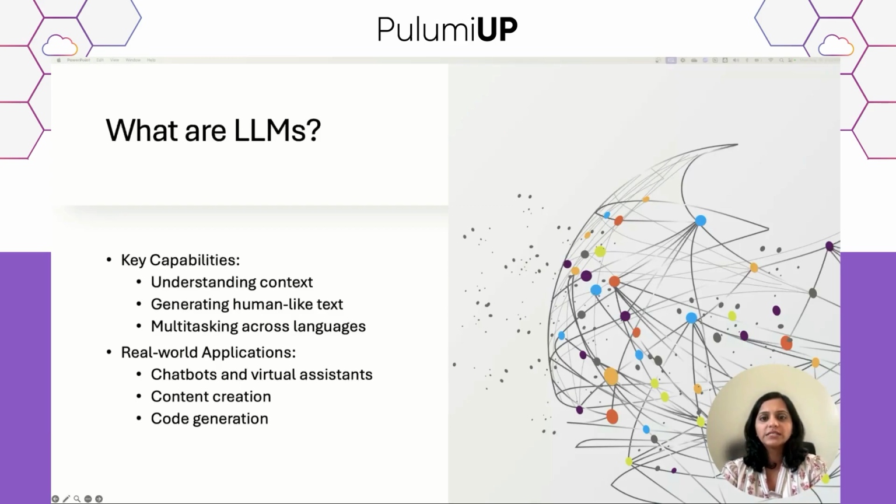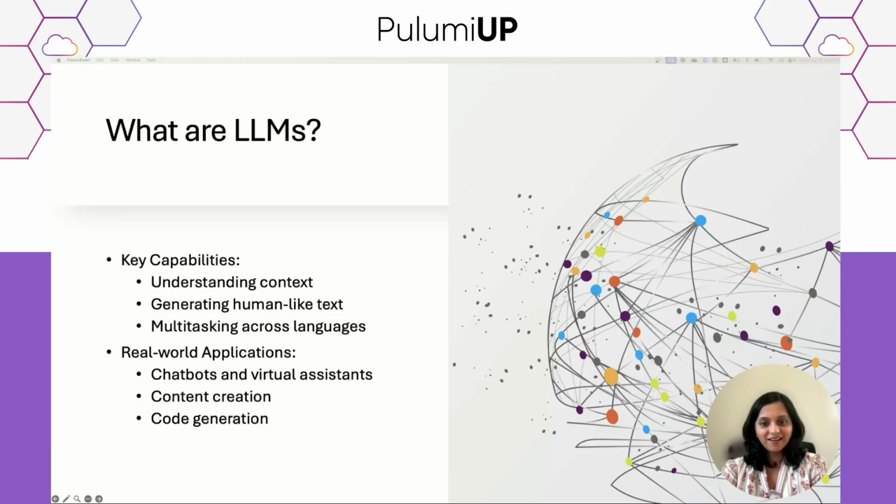Now, where are we seeing these LLMs in action? They are the brains behind many chatbots and virtual assistants. They are helping create content for websites and social media, and they are even helping developers write code. GitHub Copilot, for example, uses an LLM to suggest code as developers type.